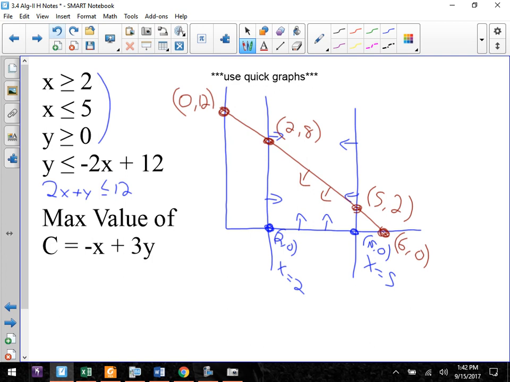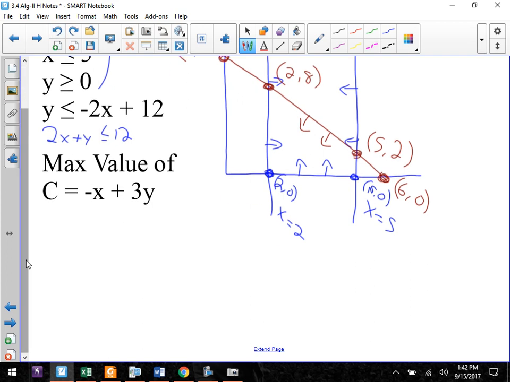So now we have our 4 points. I know some of you guys got to bail. I totally get it. You have your 4 points. You've got your 2, 0, 5, 0, 5, 2, and 2, 8. People have asked me about this.